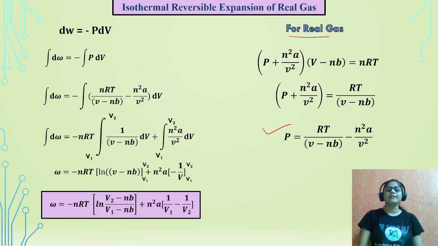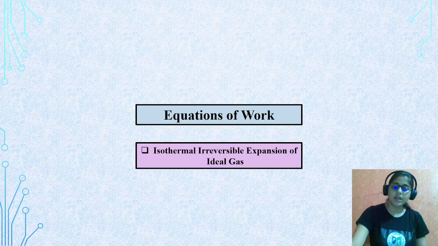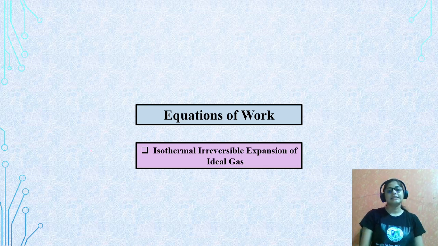Again, we can rearrange it. We can put the log by multiplying 2.303. We can do that. Okay. So now coming to the second system, second thermodynamic system, isothermal irreversible expansion of gas, ideal gas.